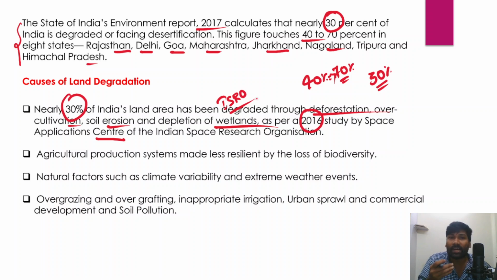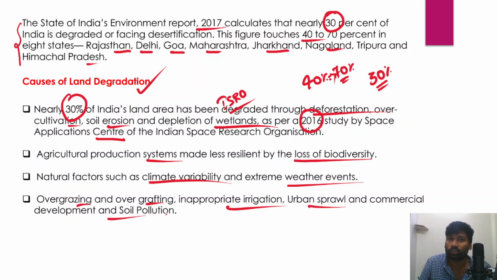And when we talk about the other causes of land degradation, the agricultural production system, particularly unscientific agricultural and irrigation practices, is also responsible, along with the loss of biodiversity. Apart from that, there are certain natural factors such as climate variability and extreme weather events. And apart from that, overgrazing and overgrafting, inappropriate irrigation, urban sprawl, commercial development and soil pollution. So these are the main factors majorly responsible for land degradation.